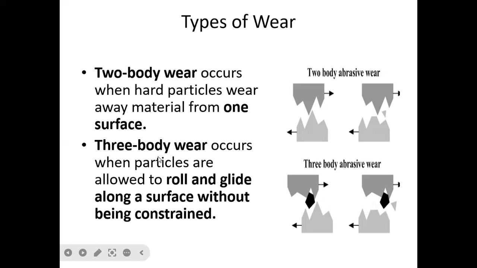Next, three-body wear occurs when the particles are allowed to roll and glide along a surface without being constrained. So you have here one, two, three bodies moving along each other, until a part of this particular system will be removed, thus the term three-body wear. Take note, two-body and three-body wear are types of abrasive wear.